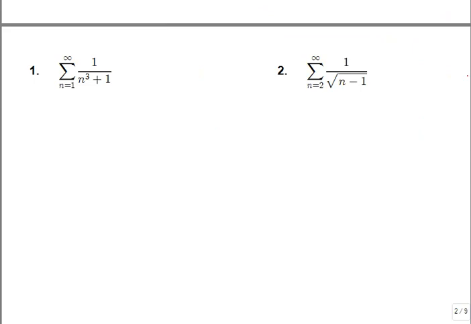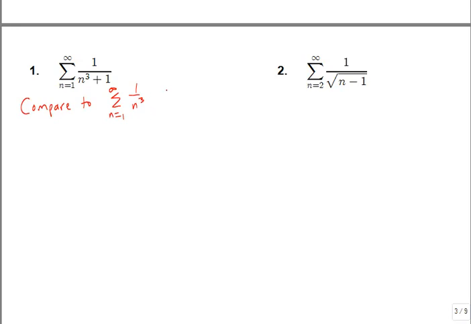So for example, if I want to show that the sum from 1 to infinity of 1 over n cubed plus 1 either converges or diverges, what I want to compare it to is something that I know converges or diverges. So what could we compare this to? Well, it looks pretty similar to just the sum from 1 to infinity of 1 over n cubed.